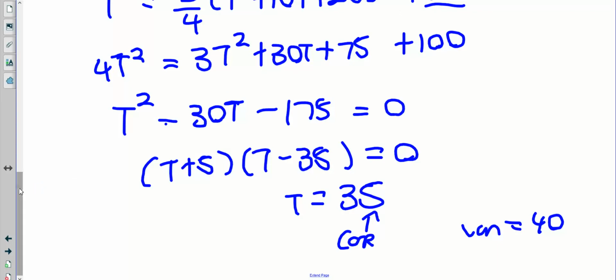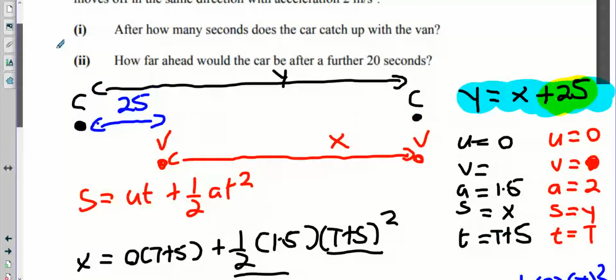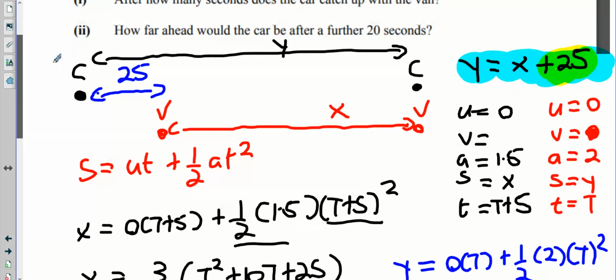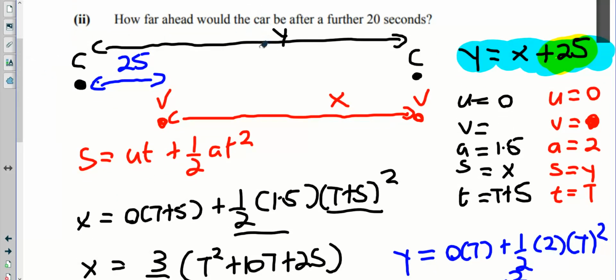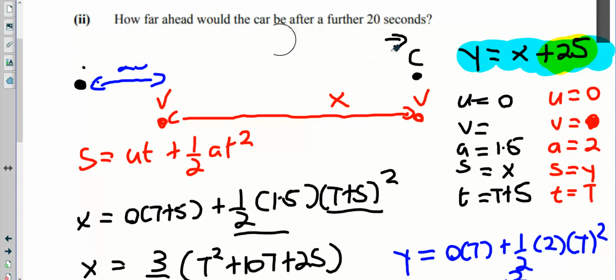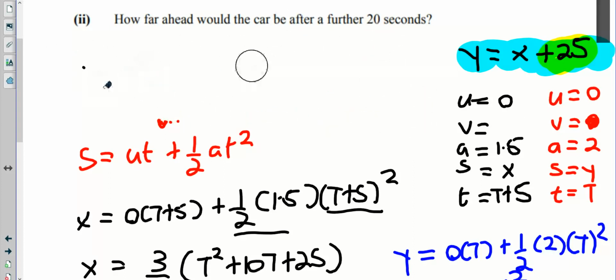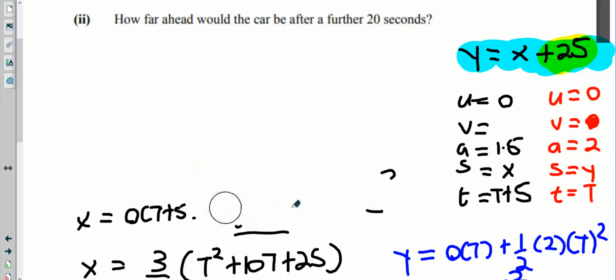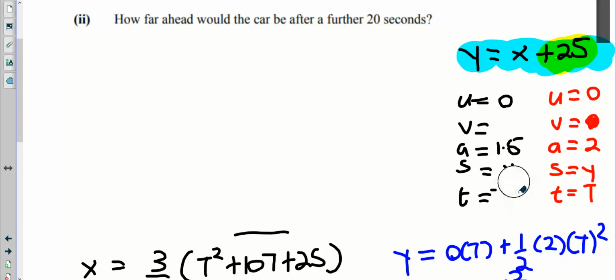Now, next thing. How far would the car be ahead after a further 20 seconds? Most of you had a great idea for this. And here's the idea you came up with. And I liked your idea. You go back to your initial setup. Right? Do you see this? Just get rid of that. Get rid of that. Did we all agree that it's going? The van is 40 and the car is 35.